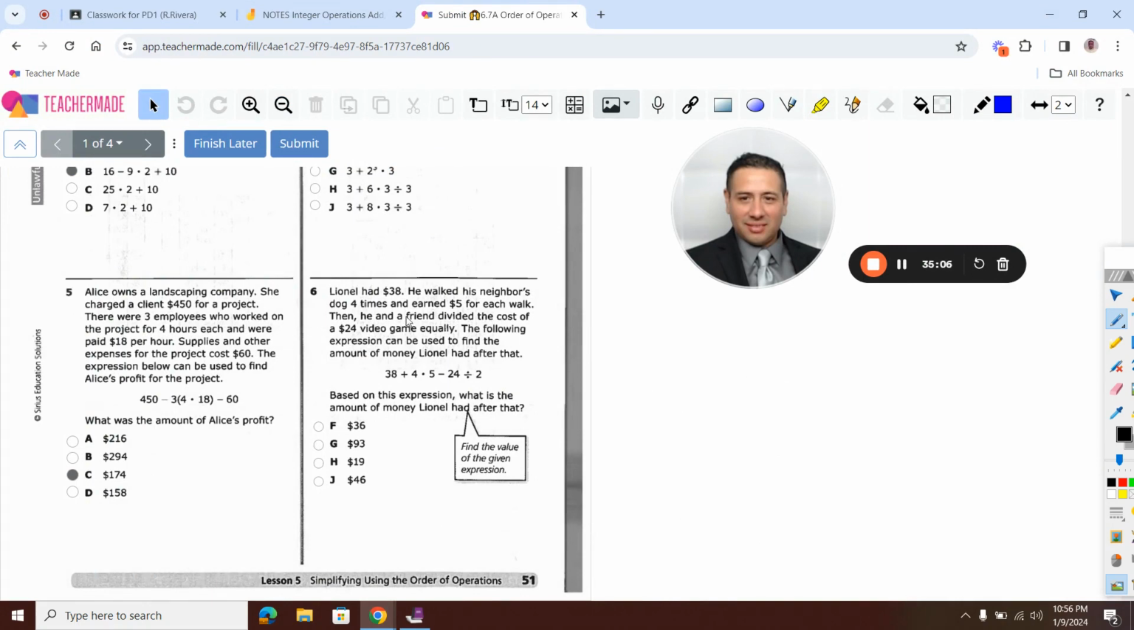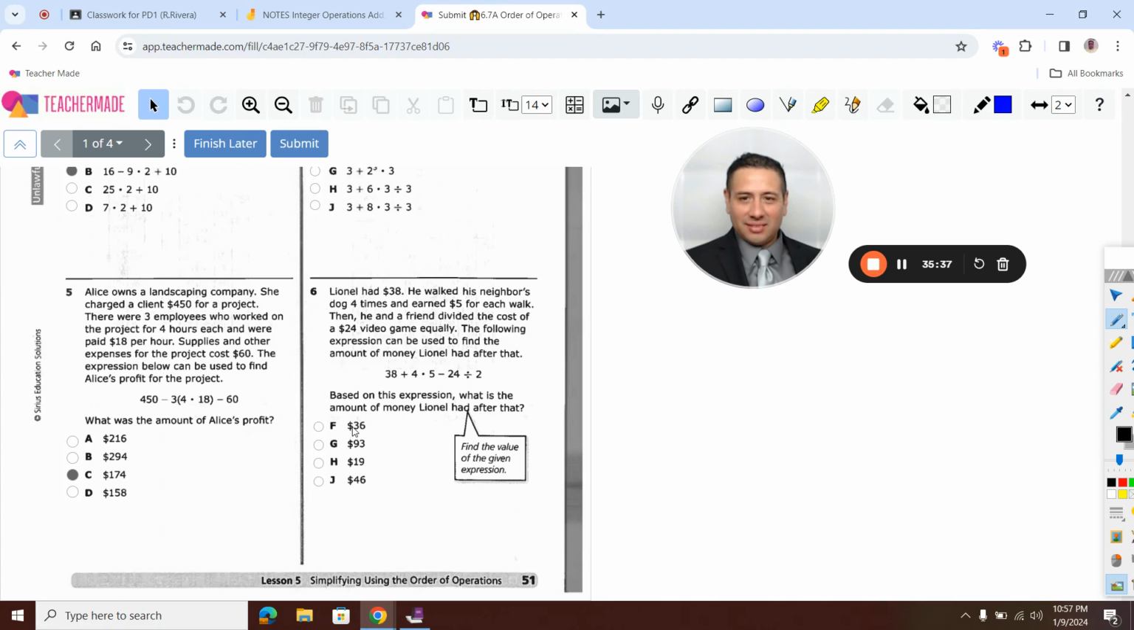Now again, it's a story problem. It says Lionel had $38. He walked his neighbor's dog 4 times and earned $5 for each walk. Then he and a friend divided the cost of the $24 video game equally. The following expression can be used. So again, they're telling you, use this expression. So just copy it. Be careful. There's a minus there. Follow the order of operations using PEMDAS.